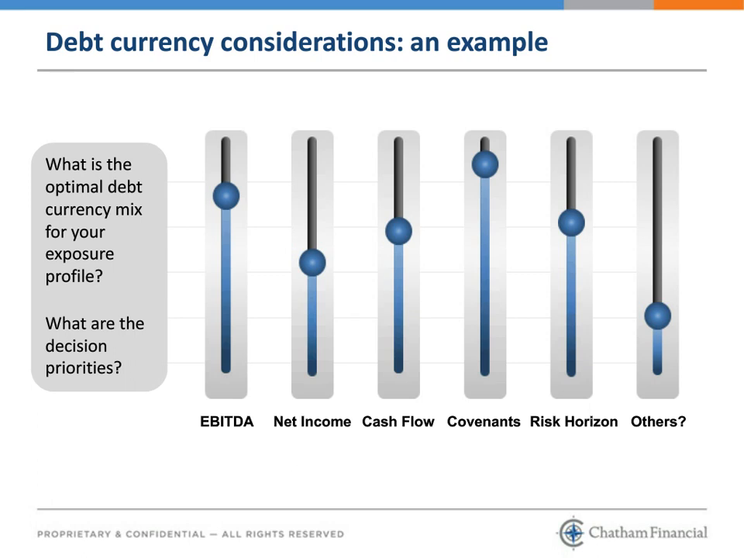So one key decision is regarding the optimal debt currency mix. You can see on this slide the various considerations that a company might face, EBITDA, net income, cash flow, for example, covenants, and some of these might actually be an important part of the decision of what currency you ideally want your debt in. I know that there are various other factors that we're not including in today's discussion, such as tax or dividend structure and things like that. But today, with the context of focusing on risk management, these are certainly a very good discussion to have as well. In some cases, these different priorities may come into conflict with one another.